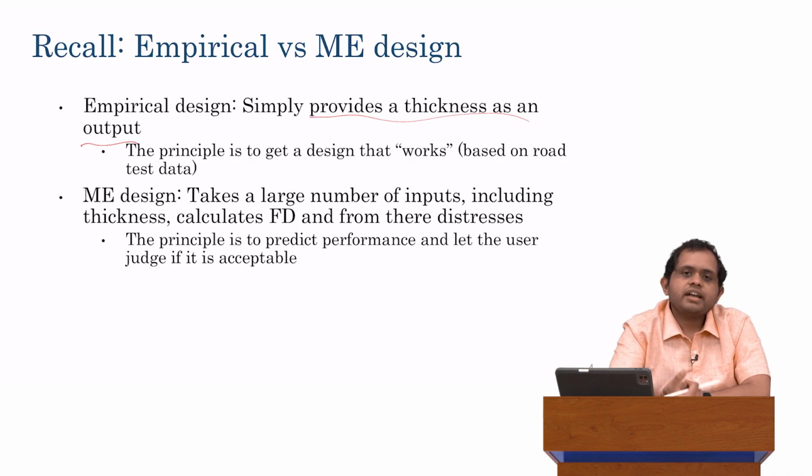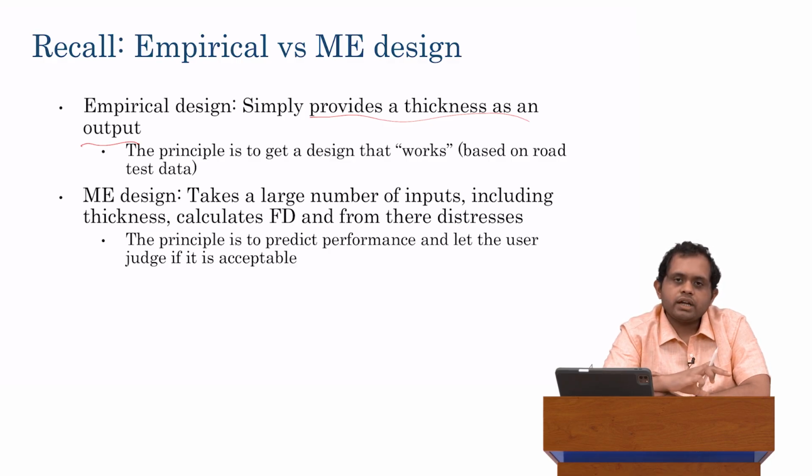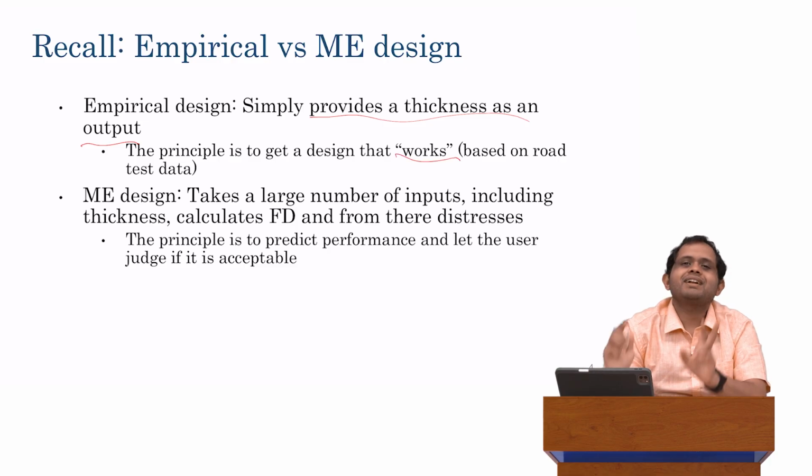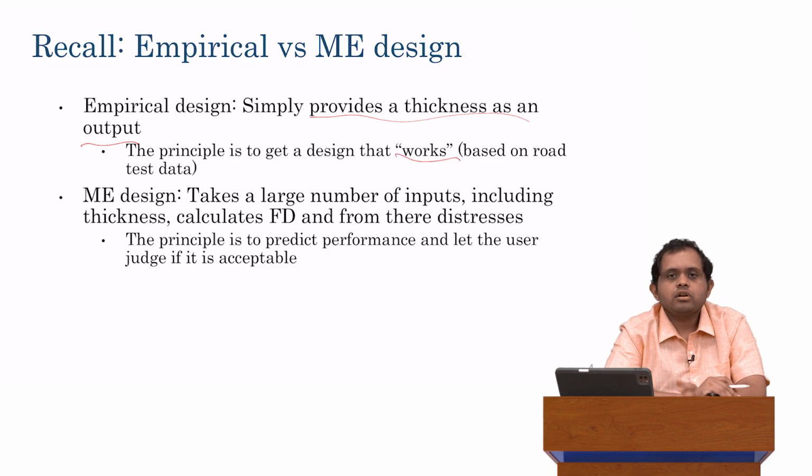So in empirical design, we have a series of inputs. We have climate input, we have material input, we have traffic input. And what the procedure does is it tries to tell us what is the thickness of the JPCP or whatever layer required such that the pavement will perform well, such that the pavement works. What is works? Whatever it was based on during the road test.